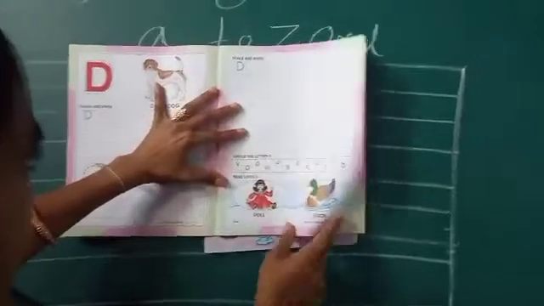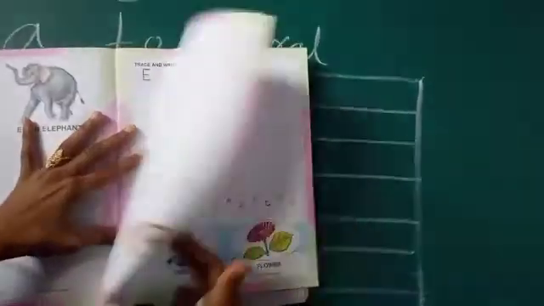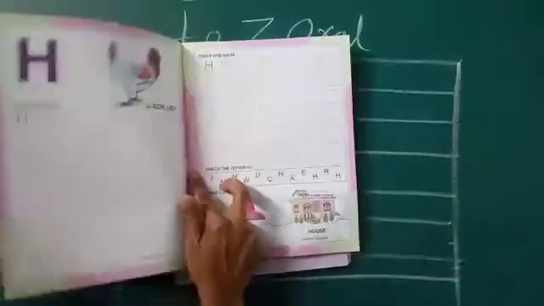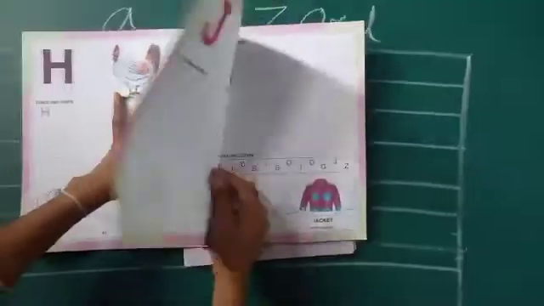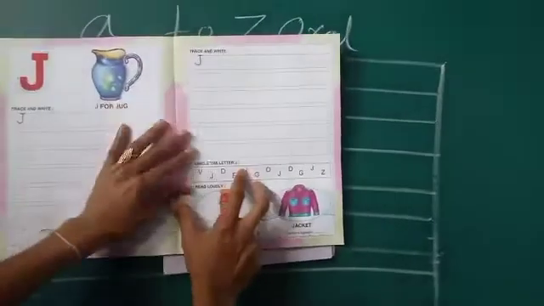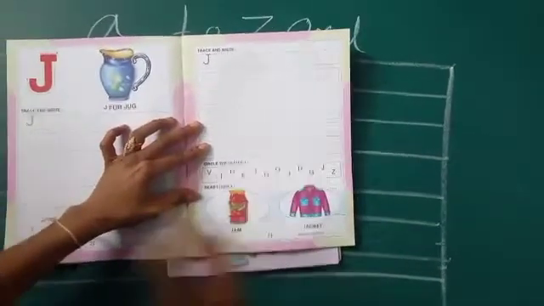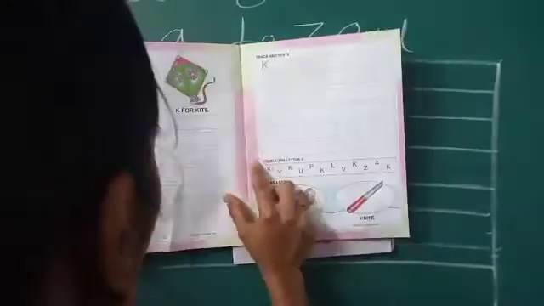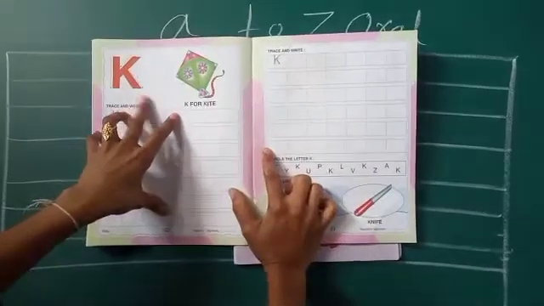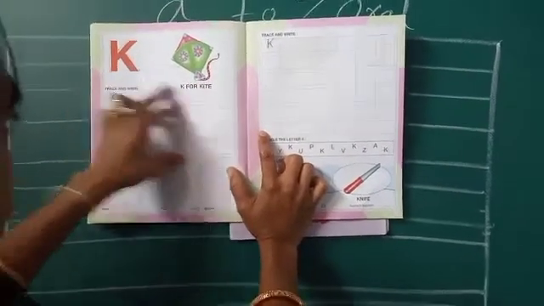Capital A, capital B. This oral also completed. Circles also completed. Capital C, capital D, capital E, capital F, capital G, capital H. This all completed, no? Capital I, capital J, J for Jack, J for Jam also completed. Today your homework, K for kite.